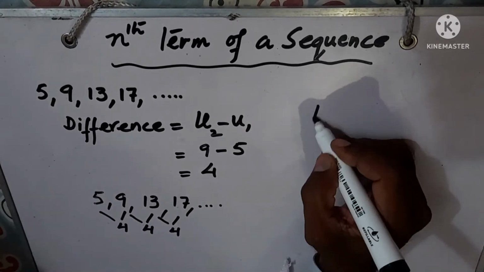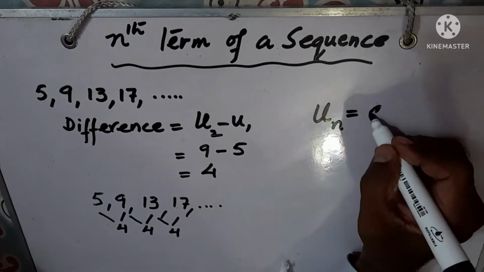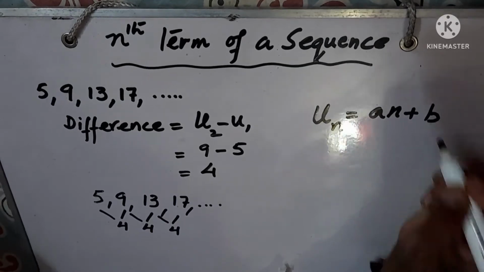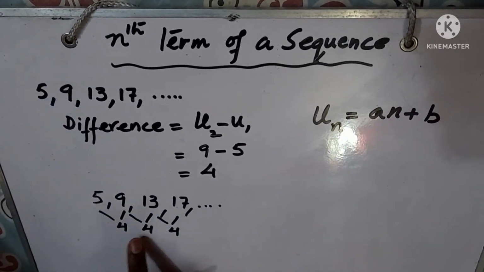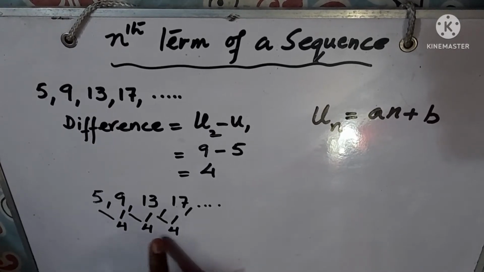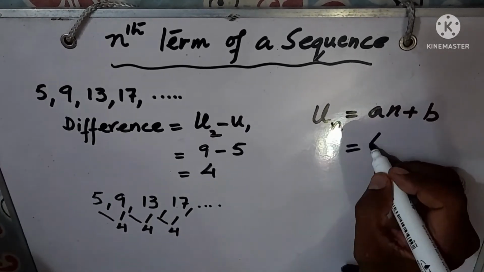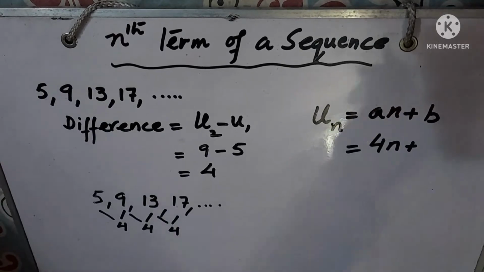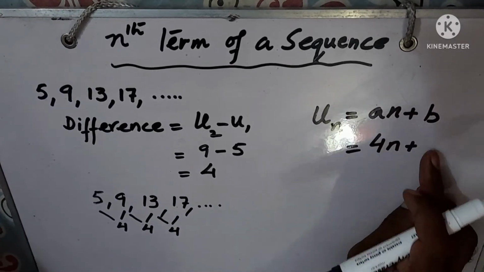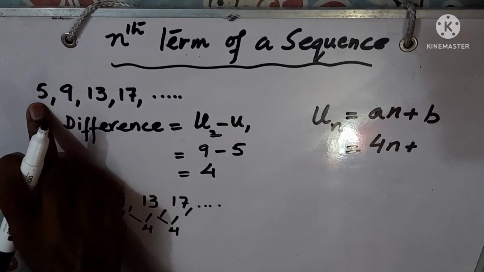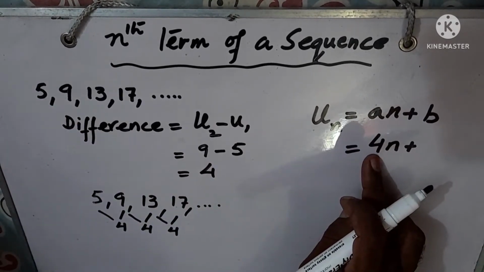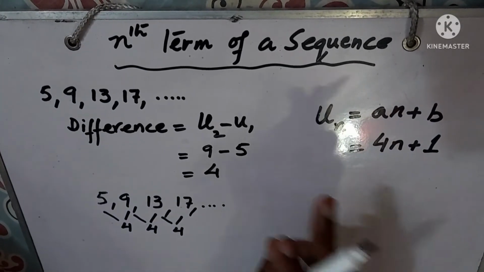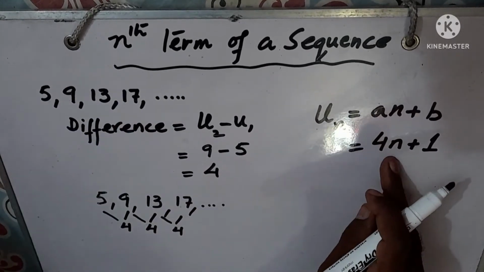You start with the general term an plus b, where your a is always the difference if the difference is the same in the first row. I will replace that with 4, so a is 4, n. Then to find the b value, 4 plus something should always give you the first term, so I will add 1 to 4 to get 5. This is how I get my nth term. So the nth term for this sequence is 4n plus 1.